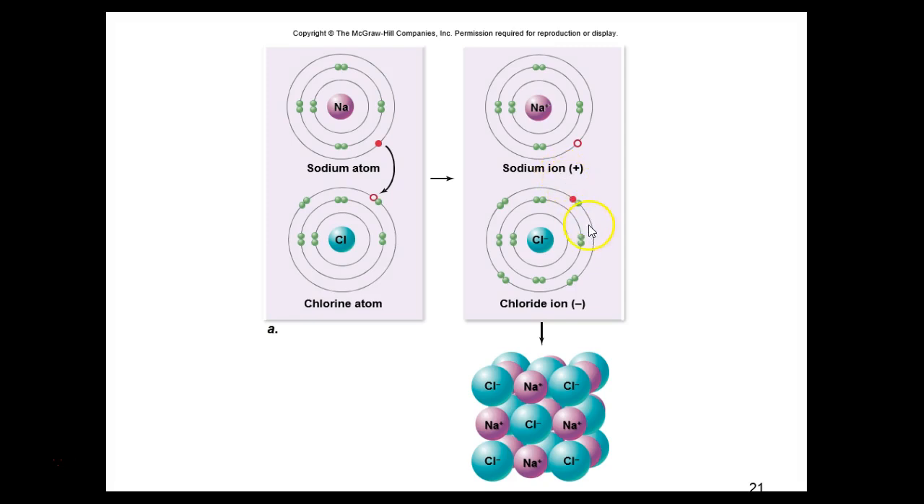Now it has what? Instead of having 17 electrons, it now has 2, 8, and 8 here, so now it has 18. So now it has what? More electrons. Chlorine now has 18 electrons, but it only has what? 17 protons, which means it's going to have what? A negative charge.